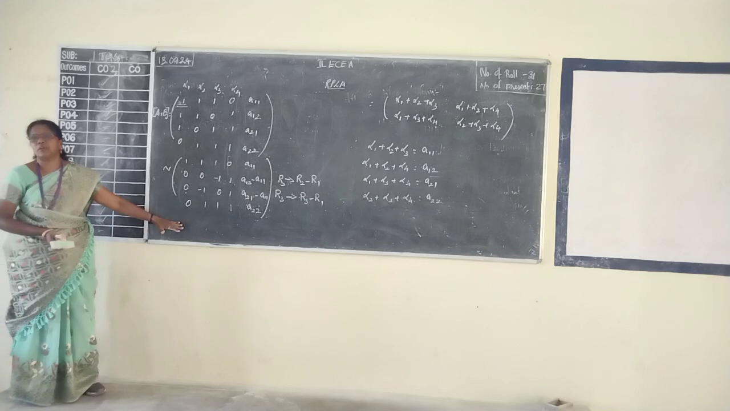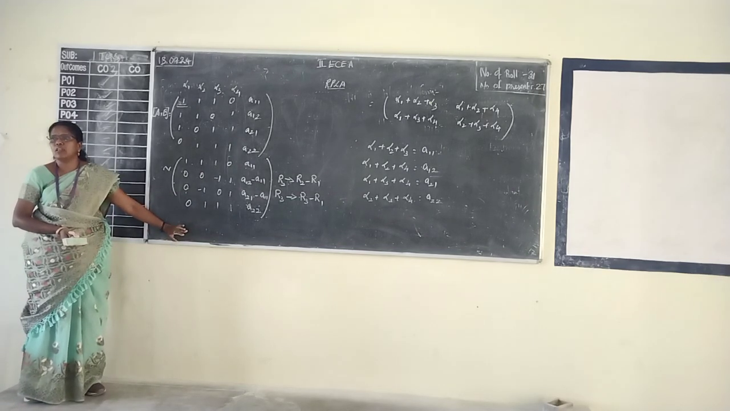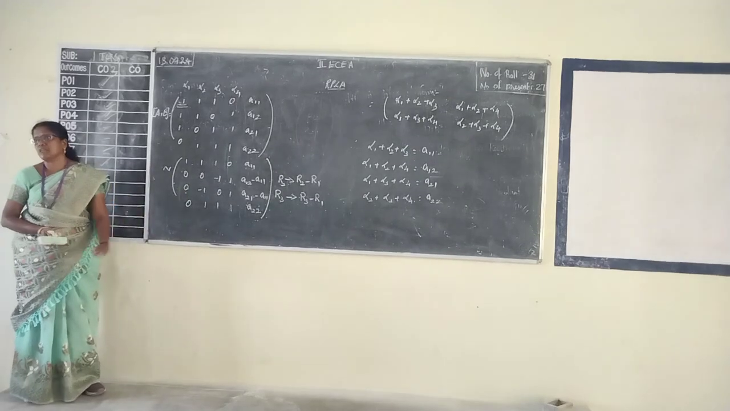So I am doing it slowly to make you understand more. Any doubts? Now itself it will get clear. All the problems will be using only this row transformation to solve.